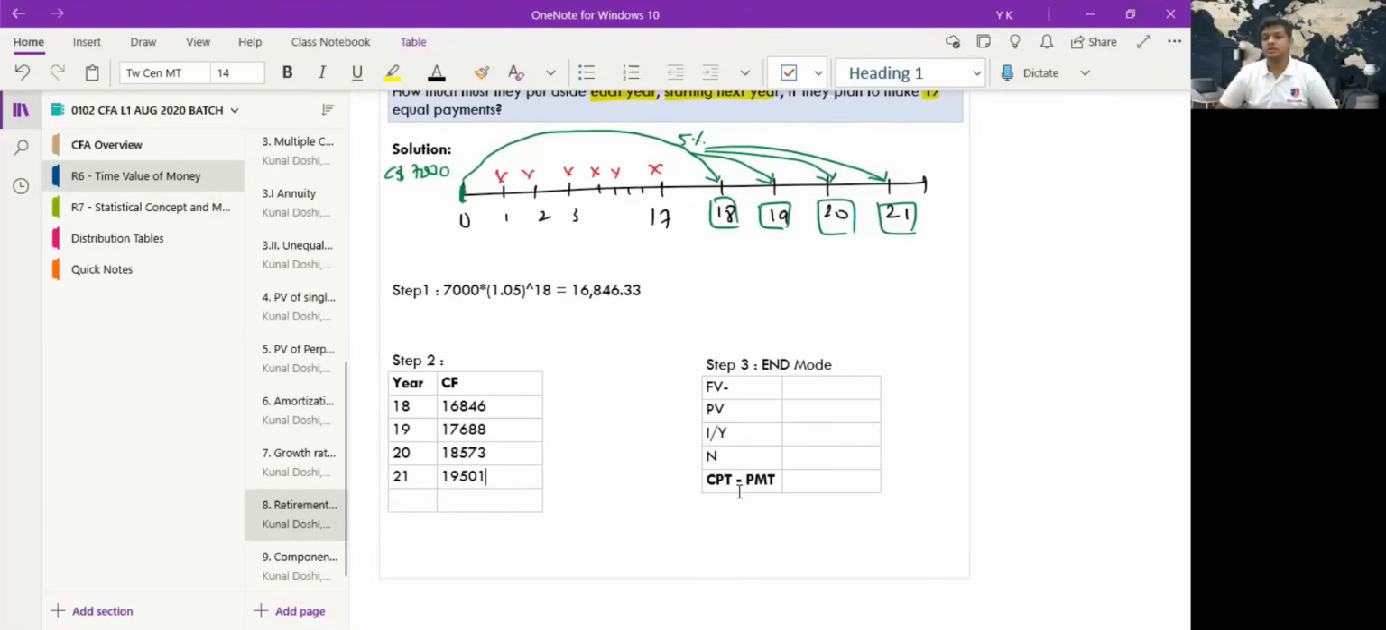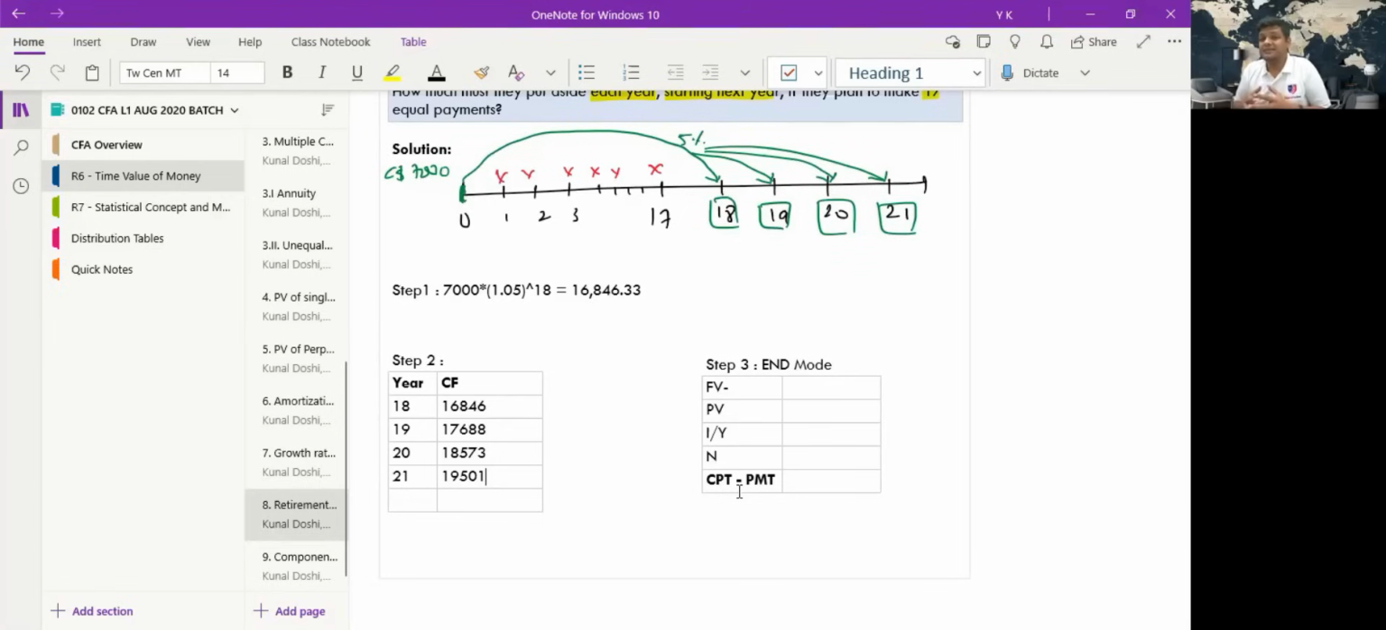Everyone with me on this? Guys, if you are not with me, it's going to be difficult to come back again. So be with me. If you're not with me, tell me, I'll repeat it. So what did I do in step 1? I calculated the future value of 7,000, which will be at the end of the 18th year, which I got as 16,846. And then I calculated the other 3 amounts, which will be at the end of the 19th, 20th, and 21st years. So these are the amounts that I need to have in my account, because these are going to be the tuition fees for my child at the end of 18, 19, 20, and 21 years. Everyone with me?